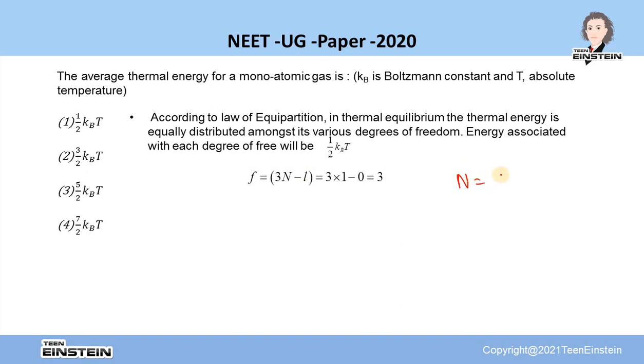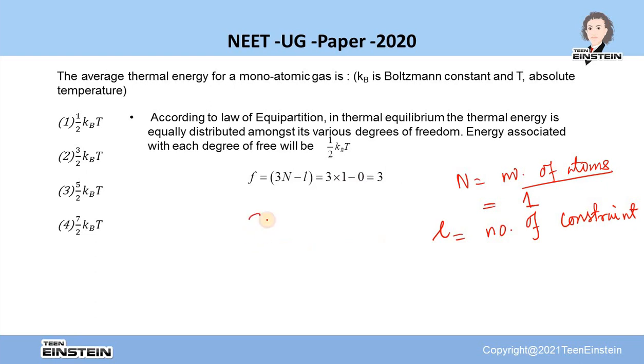So where n is the number of atoms, okay, number of atoms in the sense in this case it is 1 because the gas is monatomic gas. Okay, now what is L? L is the number of constraints in the motion or in the dynamics of the gas atom.